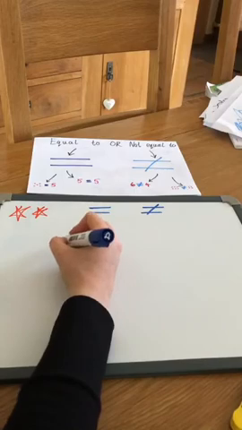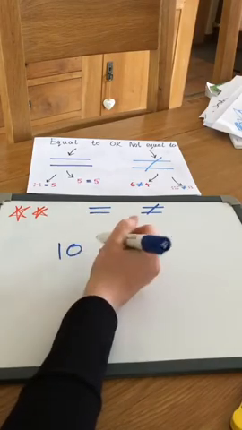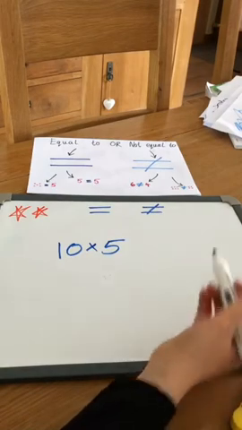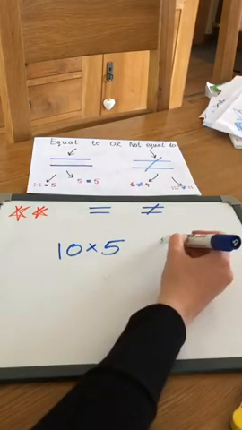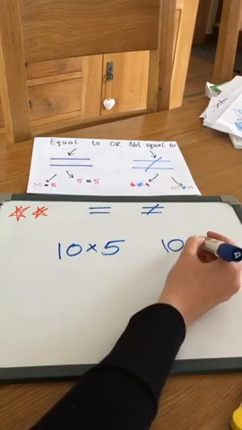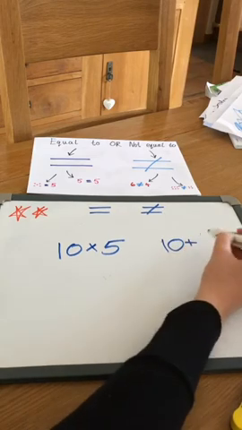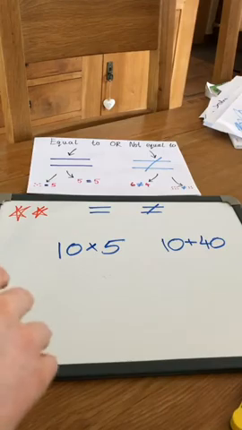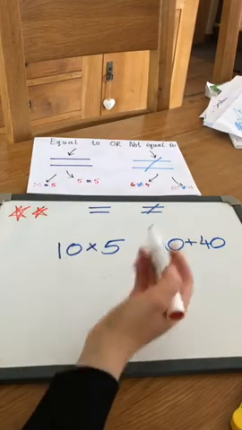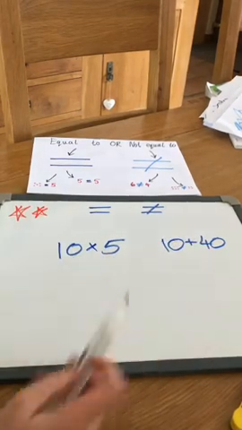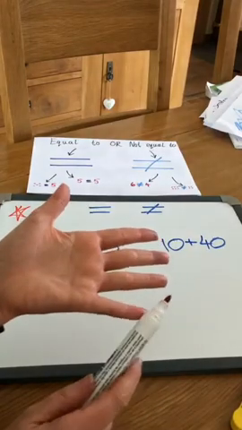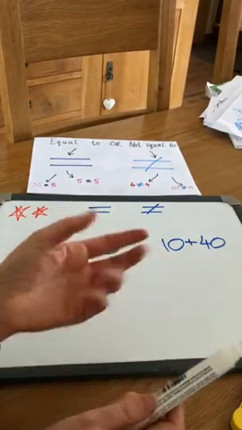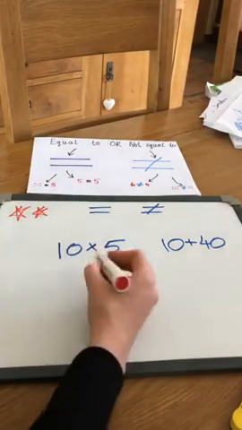So we can have 10 times 5, and we will have 10 add 40. So have a think about that then. Pause the video if you need to. 10 times 5, so 5, 10, 20, 30, 40, 50, in case you're a bit unsure about your 5 times table.